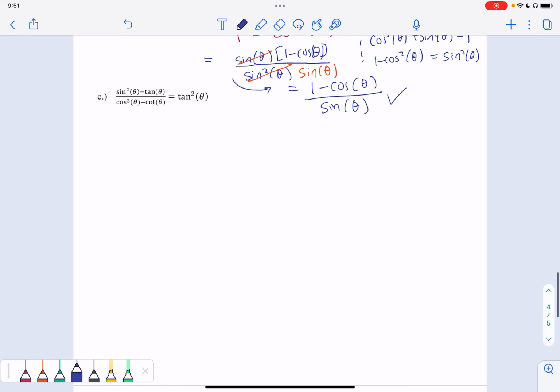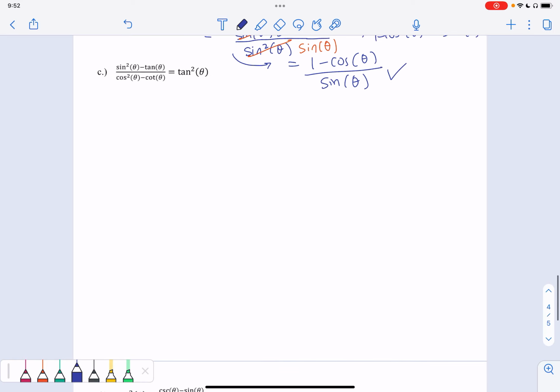All right, let's look at C. Sine squared theta minus tan theta over cosine squared theta minus cotangent of theta equals tan squared theta. Well, it'd be hard to argue that the left side is not the more complicated side. It certainly is, so we are going to start here. To start, you always want to write down the original expression before you do anything else. So I'm going to start with the side that I'm picking.